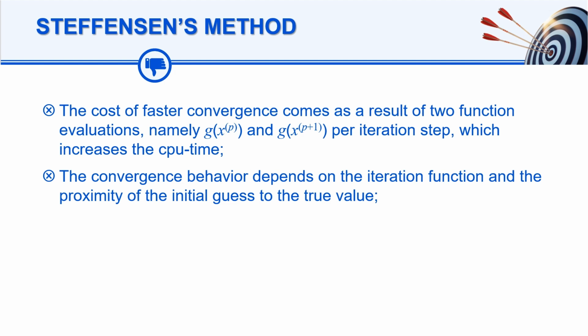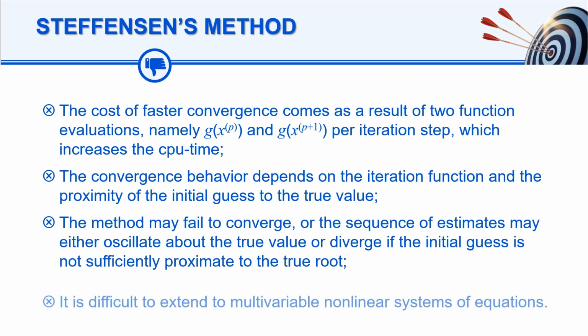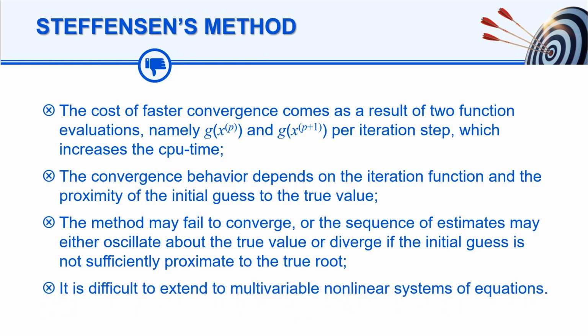The method may fail to converge, or the sequence of estimates may either oscillate about the true value or diverge if the initial guess is not sufficiently proximate to the true root. It is difficult to extend to multivariable nonlinear systems of equations.